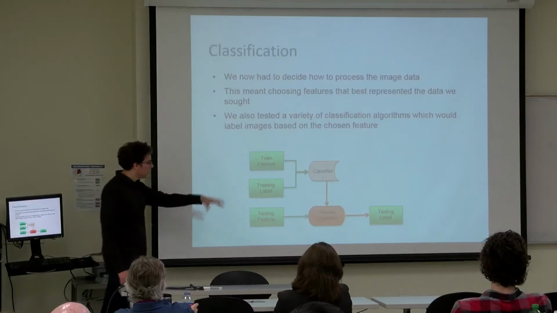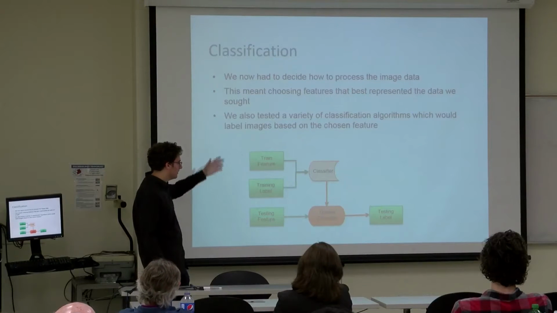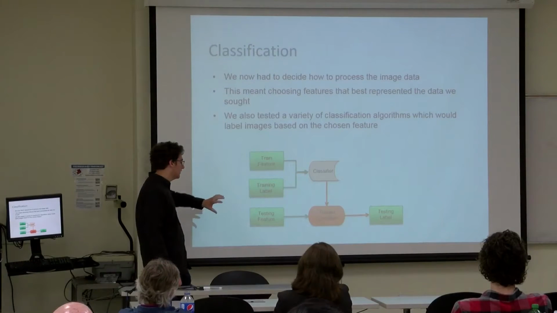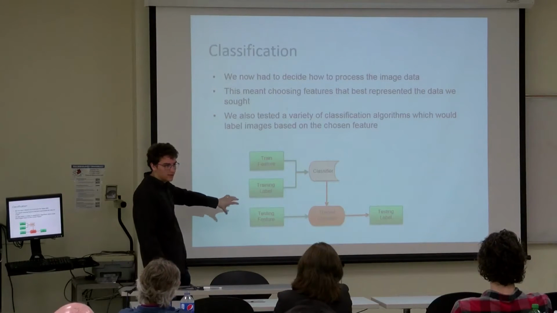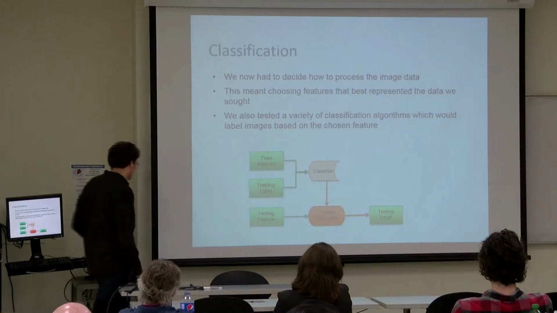So this is just a brief overview of our pipeline for the classifier. We have our training feature and our training label. We put them into a classifier, and we generate a model that connects our feature for the brain scan and a label for that brain scan. The feature would be something that describes the scan, some important characteristics, and the label would be something like cat or rest.